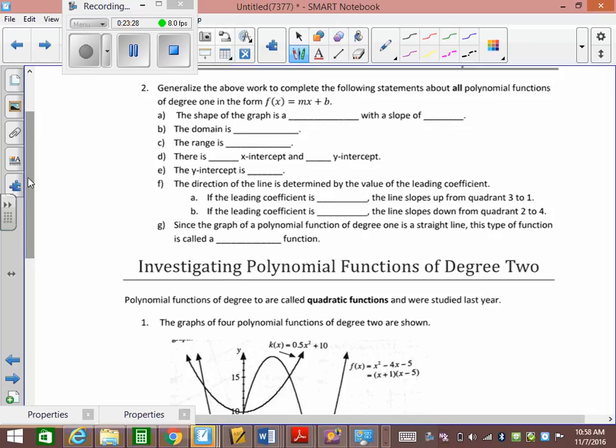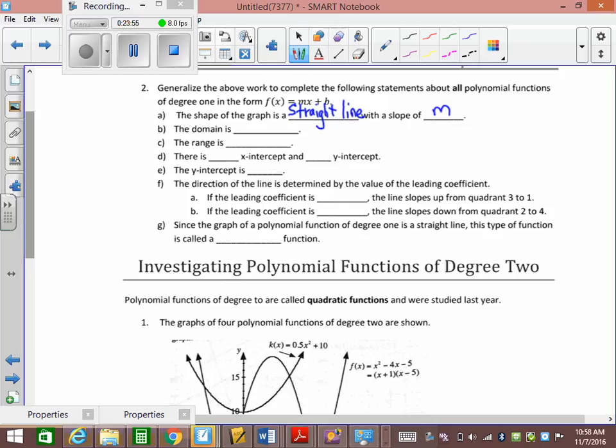What were the shapes of the graphs we just looked at? Straight line. With a slope of what? M. What's the domain of every linear function? The domain of every linear function, unless it's a word problem, is x element of the reals.